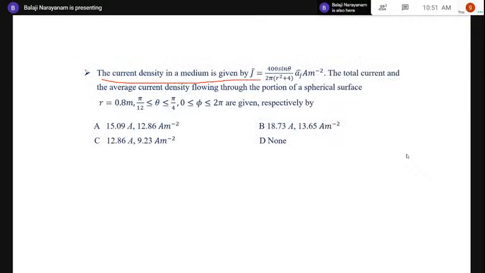Next problem. The current density in a medium J is given by this equation. The total current and the average current density are to be found for the following portion of a spherical surface. We are given a spherical surface. For a spherical surface, essentially we require R, the phase angle theta, and another phase angle phi, which are given for us respectively. We are given the current density J in a medium, and the total current and the average current density are asked in the problem.